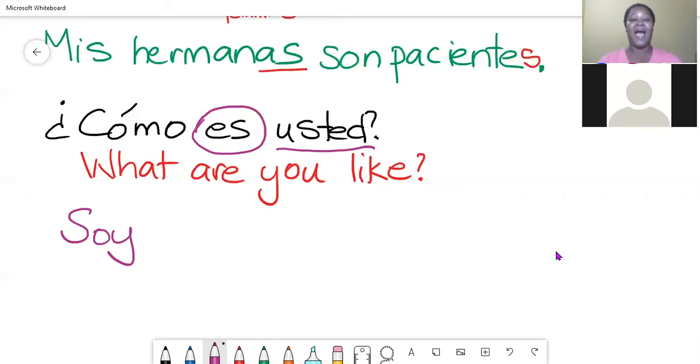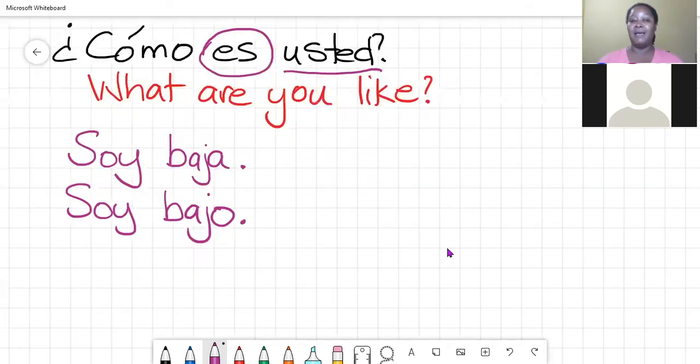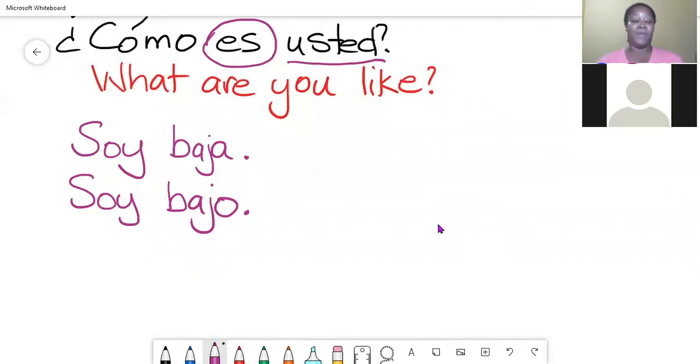If you wanted to say I am short and I am a female, I would say for myself soy baja because I'm female. However, if you were a gentleman and you wanted to say I am short, you would say soy bajo because you're a gentleman. If, let us say that you wanted to say you are a patient, talking about yourself, I would say soy paciente.